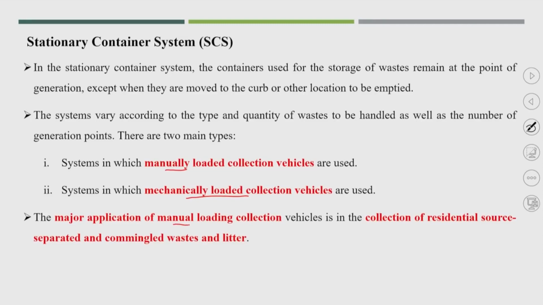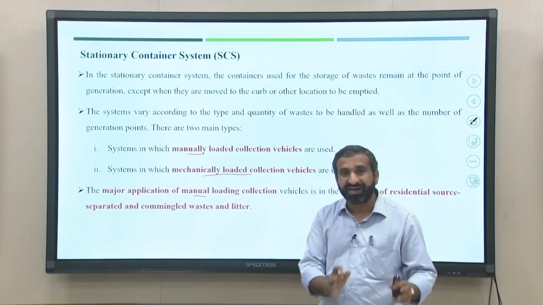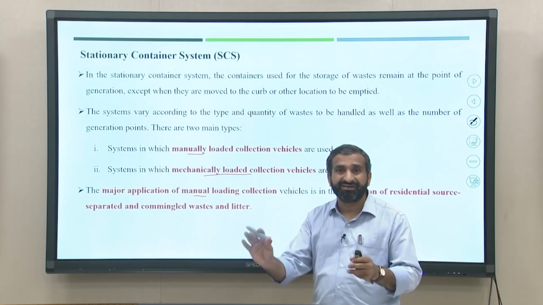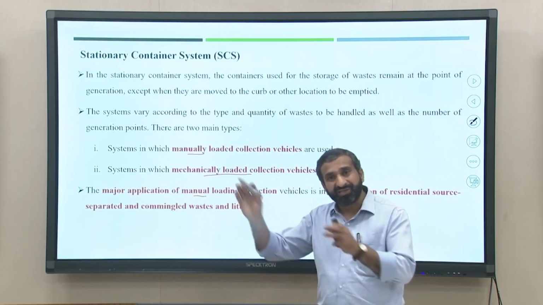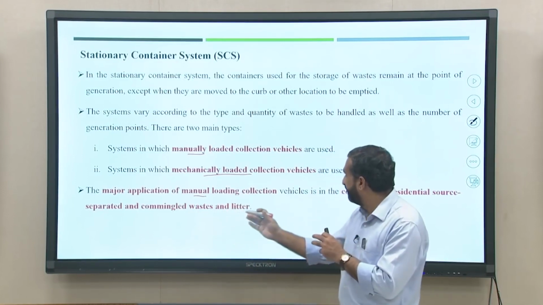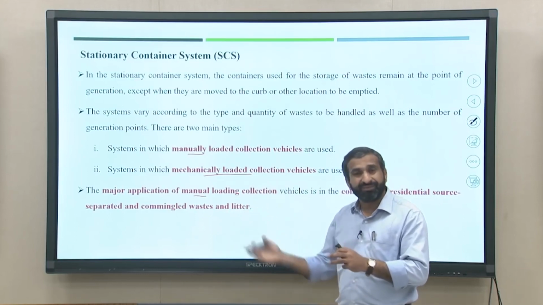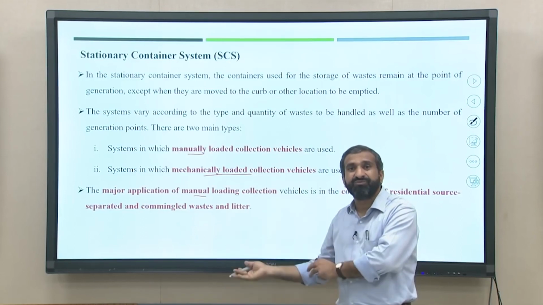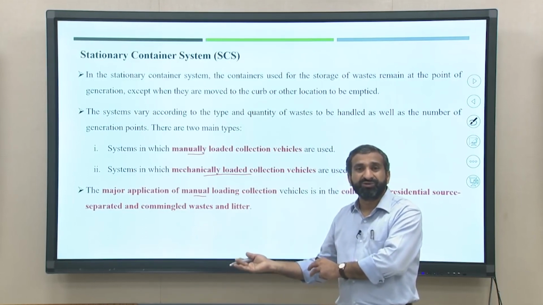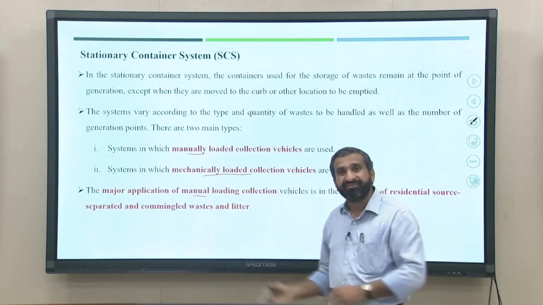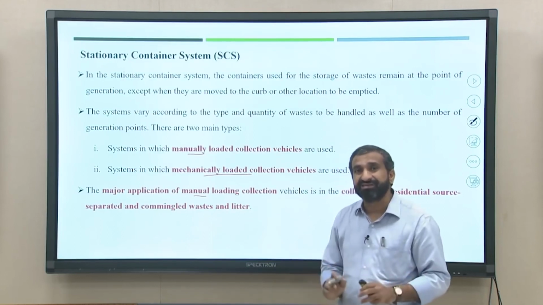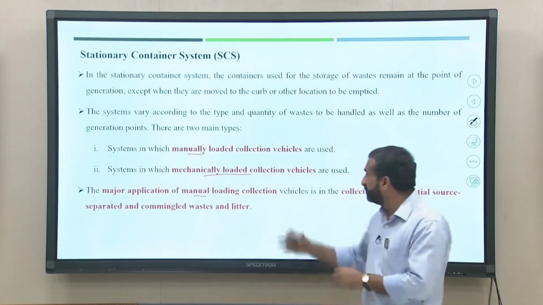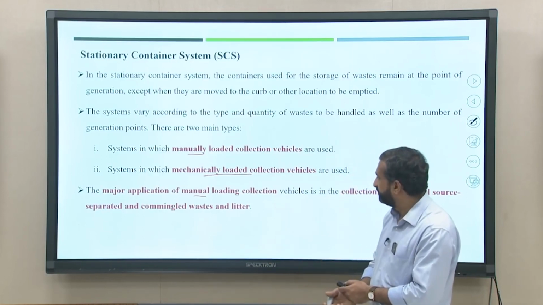One benefit of the manual loading collection system is that if the waste is segregated into dry waste and wet waste, and it is loaded manually, it is very beneficial, because the segregated material itself we can load into the vehicle in a segregated way. Mechanically, it will be very difficult to load this segregated waste into the vehicle.